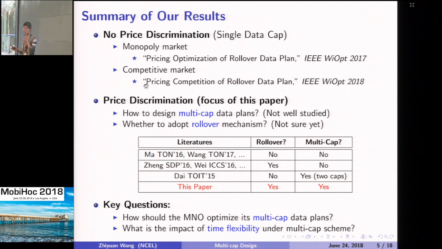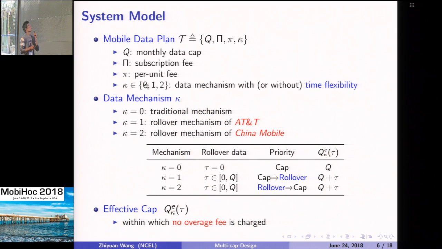First of all, let me start to introduce our system model. We characterize various mobile data plans through 4 parameters. Here, capital Q is the monthly data cap, capital Pi and lowercase pi are the subscription fee and the per unit fee for exceeding the data cap. Kappa is chosen from 0, 1, and 2. It represents the data mechanism. Specifically, kappa equal to 0 represents the traditional one without any flexibility, and 1 and 2 represent the 2 rollover mechanisms offered by AT&T and China Mobile.